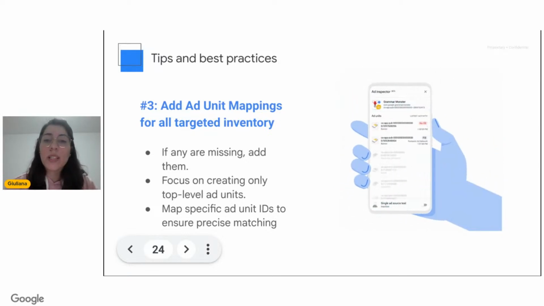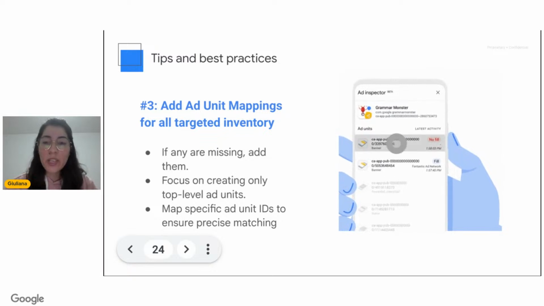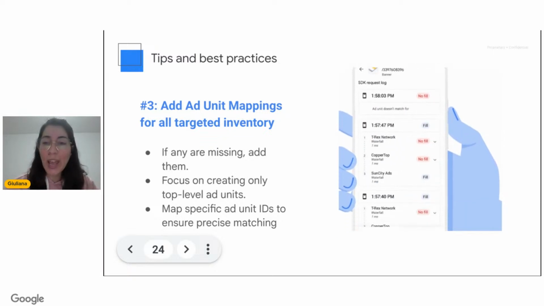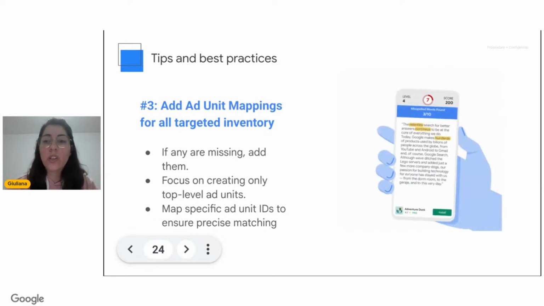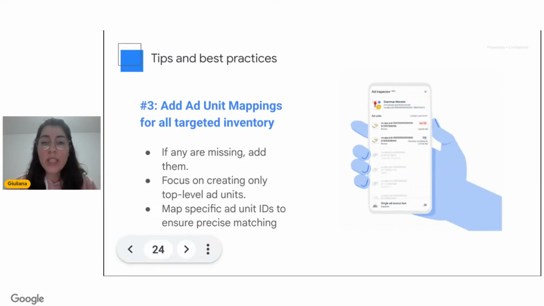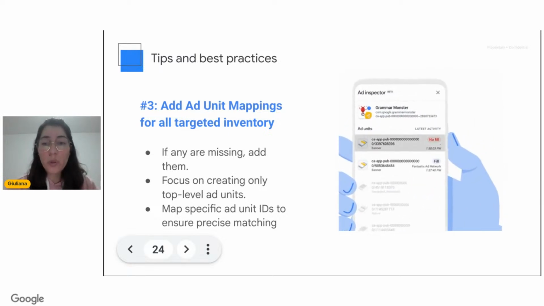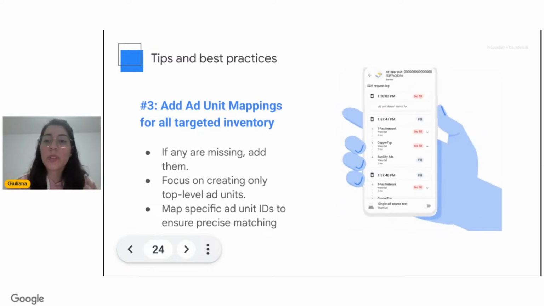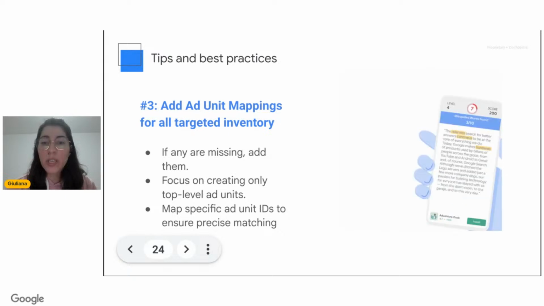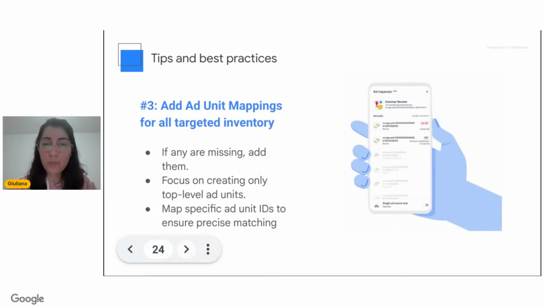To stay within the limit of 250 units mapping per app and 1,000 network-wide, focus on creating only top-level units. Instead of using a general run-of-network approach, map specific units IDs to ensure precise matching between inventory and format types. Next slide.